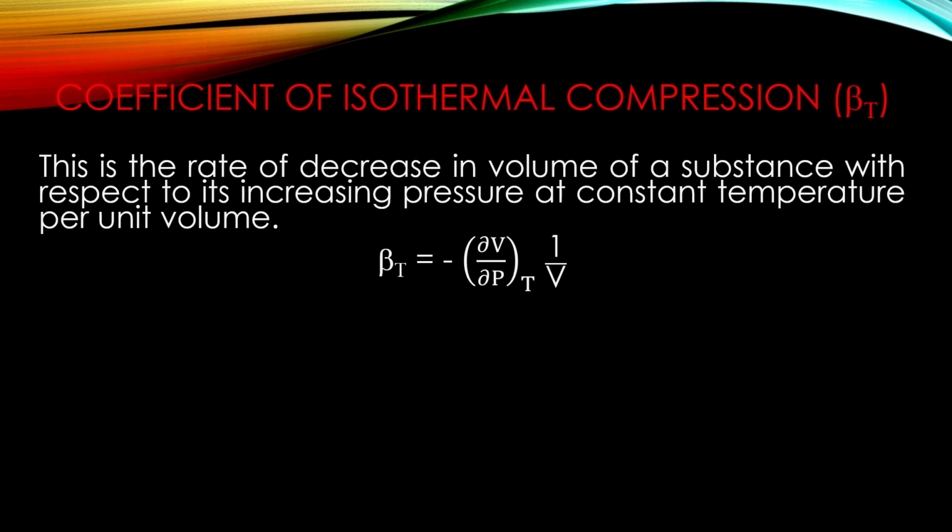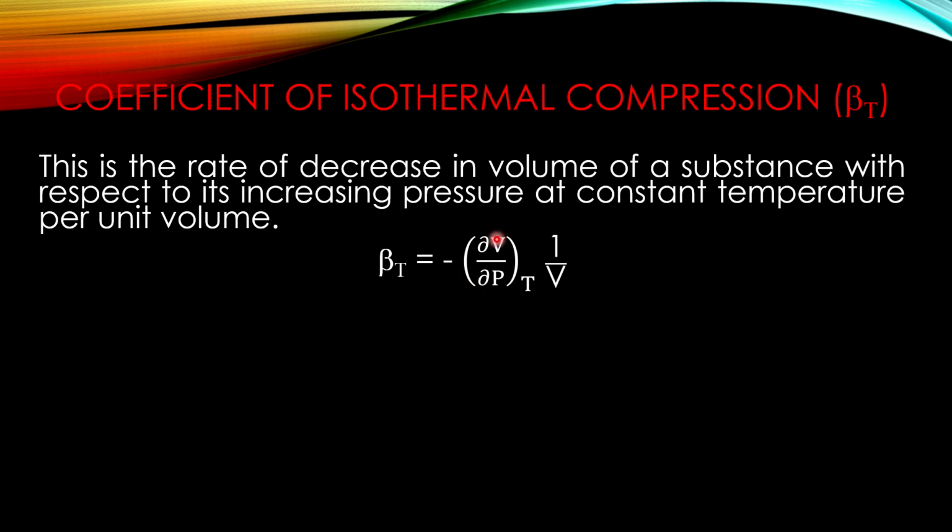Next comes the point, coefficient of isothermal compression. Since we have taken the term beta, it should be denoted as beta T. Since it's isothermal, T will be suffixed here. So what is the expression or definition of beta T? Beta T is the rate of decrease in volume of a substance with respect to its increasing pressure at constant temperature per unit volume. According to Boyle's law, at constant temperature, pressure and volume are inversely proportional to each other, so a negative sign is here. And hence this rate of change in volume with respect to pressure at constant temperature per unit volume, that is into 1 by V, with a negative sign, is the expression of beta T.